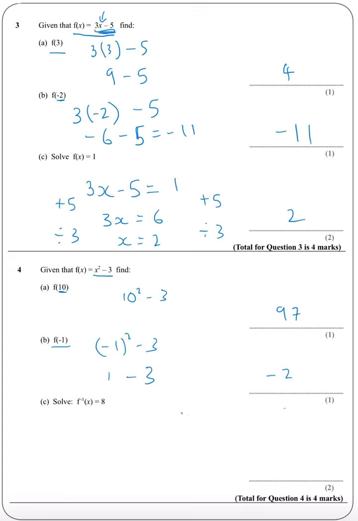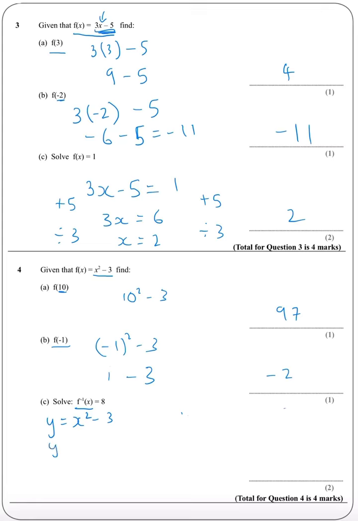Now for this question here, we've got to be careful. It's f to the minus 1 of x. So we've got to find what the inverse function is. To find the inverse function, we say y equals our function. So y equals our original function, x squared minus 3. And what we want to do is rearrange to make x the subject.